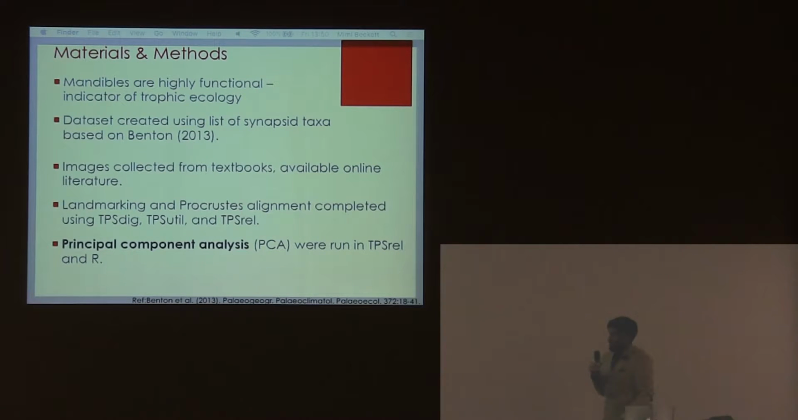Landmarking was carried out using TPS software. We also carried out the Procrustes alignment, which removed the orientation and size of our images so that we were just focusing on shape. Now, we also carried out the principal components analysis, which identified the principal axes of variation, and these were the axes that we would then use in subsequent analysis of disparity and morphospace through time.